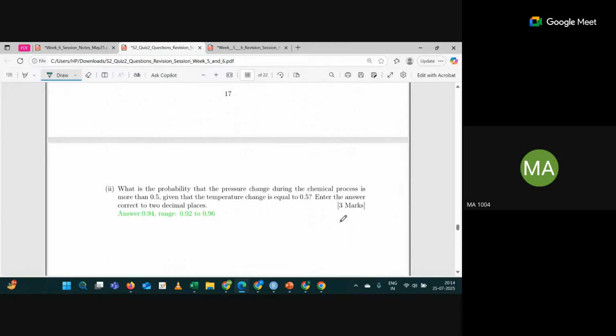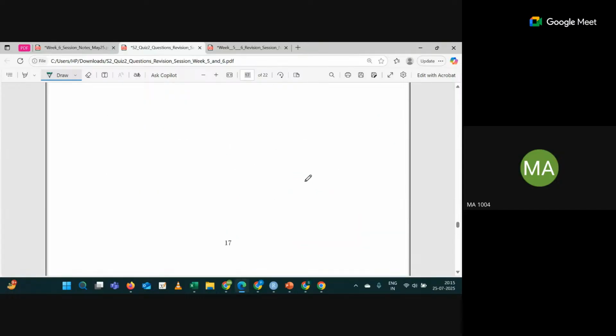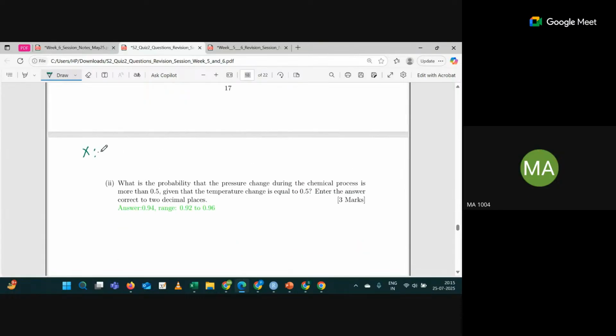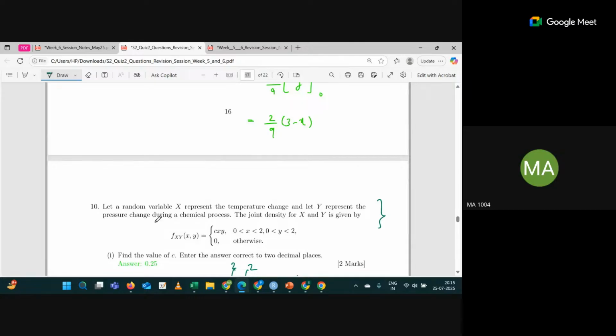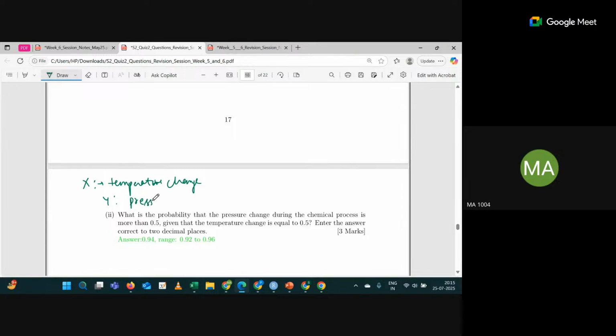Now the next question is based on the above part. Just read this question. X is the temperature change. Let me write here so that you can relate. This is something I would emphasize you to solve. This is temperature change. And the random variable y represents the pressure change during a chemical process. Just solve this question.